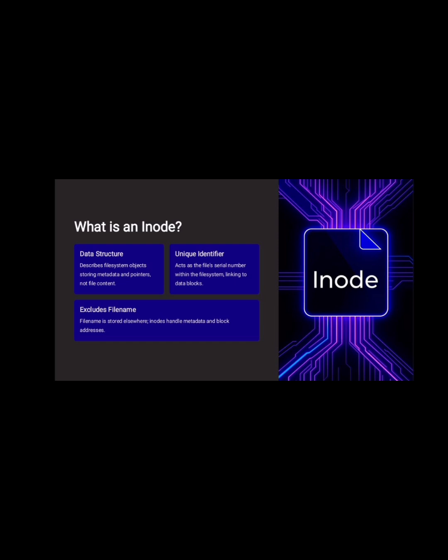What is an inode? A data structure that describes file system objects, storing metadata and pointers, not file content. It is a unique identifier that acts as the file serial number within the file system, linking to data blocks. It excludes the file name; the file name is stored elsewhere. Inodes handle metadata and block addresses.